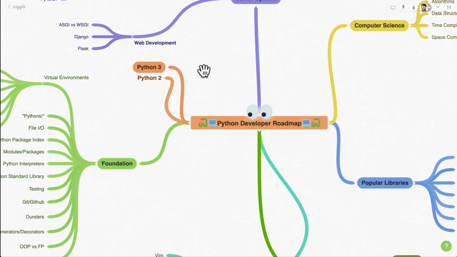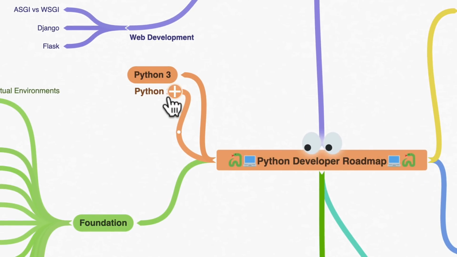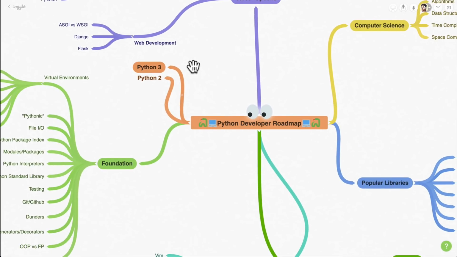Now, the first topic we want to talk about when it comes to Python is Python 2 versus Python 3. You see, a programming language is constantly evolving.